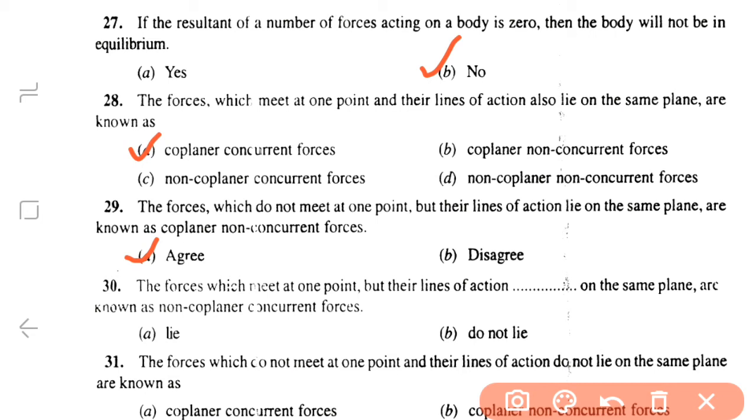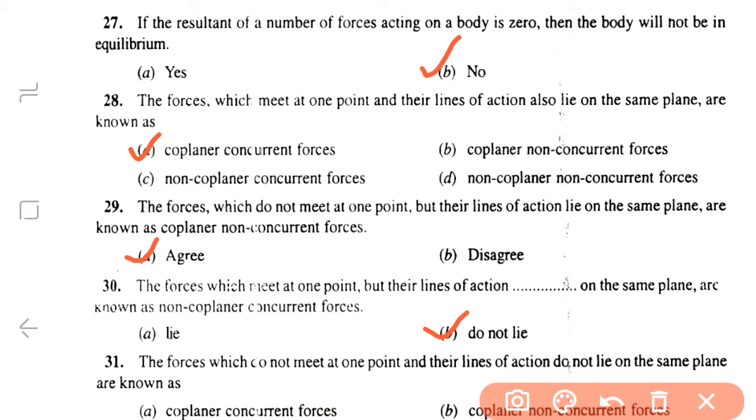Now next is the forces which meet at one point but their lines of action dash on the same plane are known as non-coplanar concurrent forces. Here option B, that is do not lie, is the correct answer for this question.